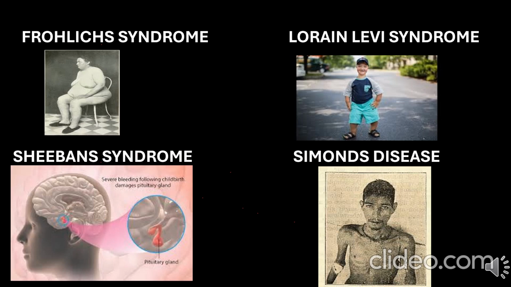Now let us see the signs and symptoms with animation for this pituitary disorder for more explanation. Froehlich's syndrome is obesity. You can see the picture. Lorain-Levi syndrome is dwarfism. We already discussed about that. Sheehan syndrome will be due to the severe bleeding which will follow the childbirth and it will damage the pituitary. Simmonds disease, you can see the picture, cachexia features.